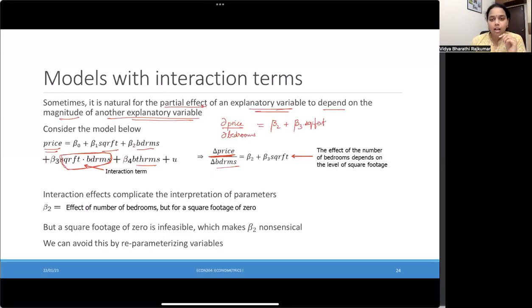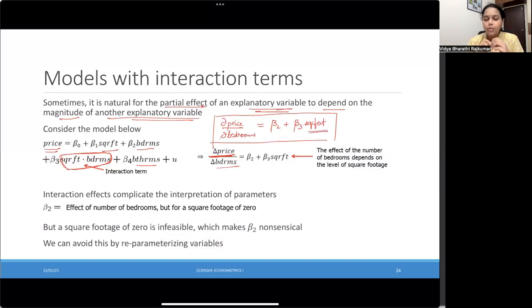What's this telling us? If you want to look at the effect of an additional bedroom on the price of the house, that depends on how large the house is, the square footage of the house. And that intuitively makes sense, right? If you are at a 2-bedroom house and you add a third bedroom, that's going to affect prices in a certain way. If you are in a villa and you're adding an extra bedroom, that's going to affect prices in a slightly different way. So that's what this marginal effect is telling us. This is primarily the usefulness of these interaction terms.